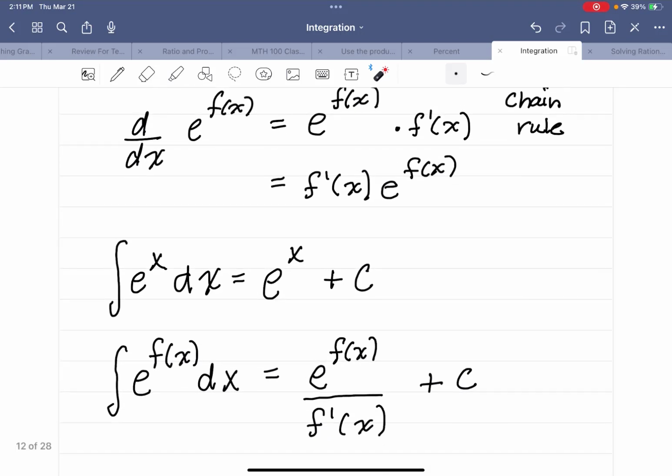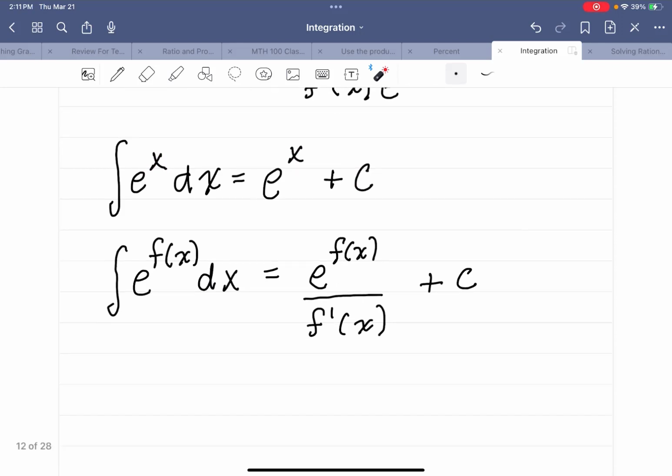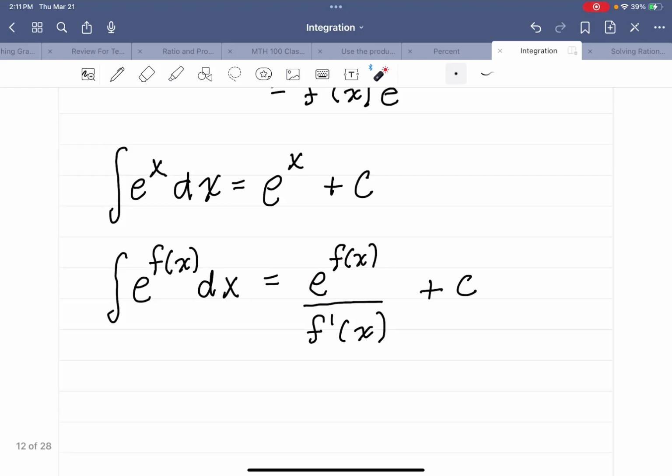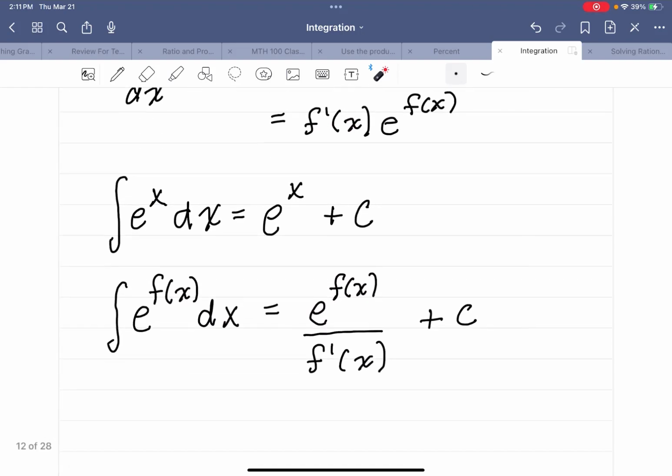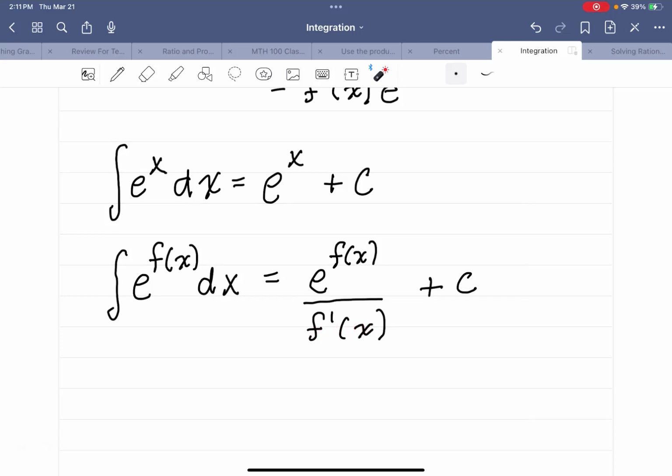So that means when we want to reverse this derivative, we've got the integral of e to the x dx. Well, that's just going to be e to the x plus c because there's no chain rule when this exponent is just an x. However, if I have the integral of e to the f of x dx, I copy it, e to the f of x, but instead of multiplying by the derivative of f of x, I have to divide by the derivative of f of x. It's reversing the process. And of course, don't forget, with any indefinite integral, you have to write plus c.